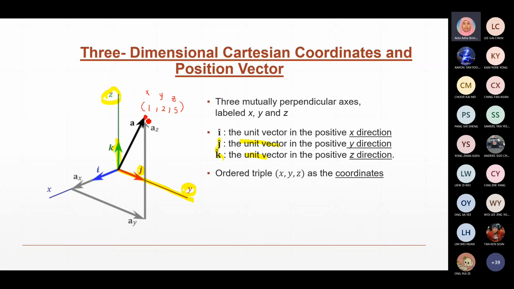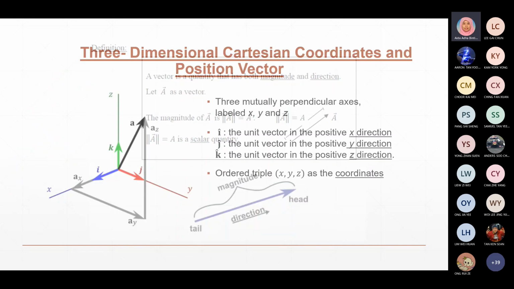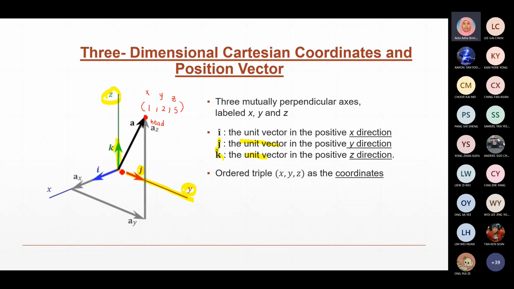Here I already marked this as the head, and this is the tail. So when we talk about the position vector, it refers to the vector from the origin, which for this 3-dimensional case is (0, 0, 0), to the head. The head here refers to the end point.